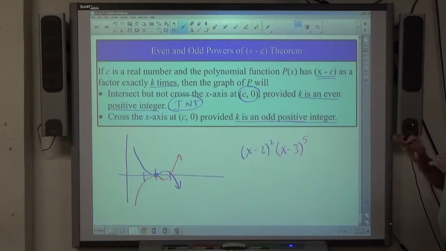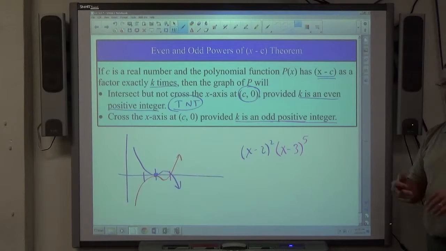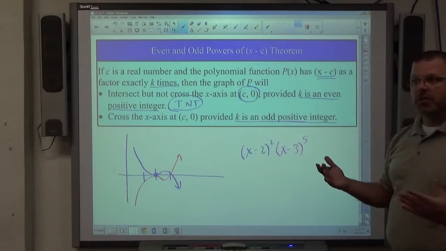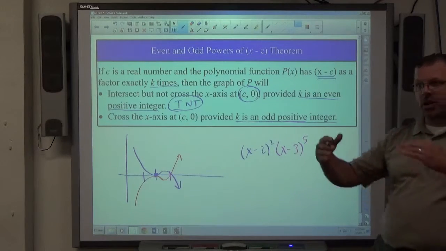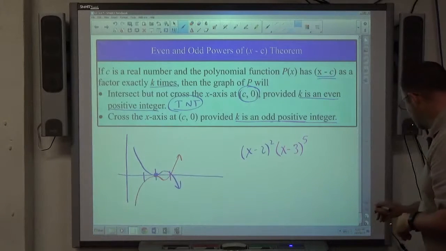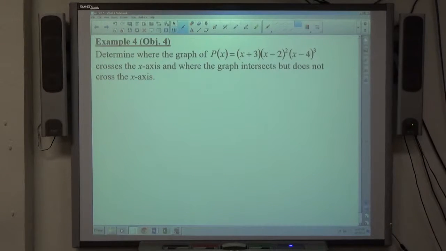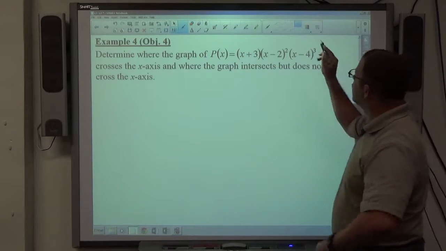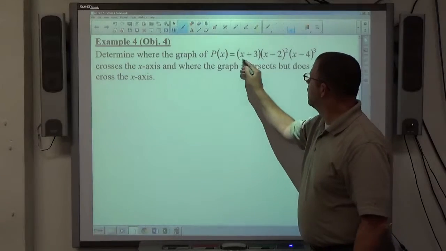The problems that they give you, they're either going to be factored, which is nice, or they're not going to be factored, which means you'll have to factor them first. But always factor with the intention that if the same factor happens more than once, you raise it to a power. Okay? So, looking at example 4, determine where the graph of p of x equals x plus 3 times x minus 2 squared times x minus 4 cubed crosses the x-axis, and where the graph intersects but does not cross the x-axis. So, first thing is to find the roots.